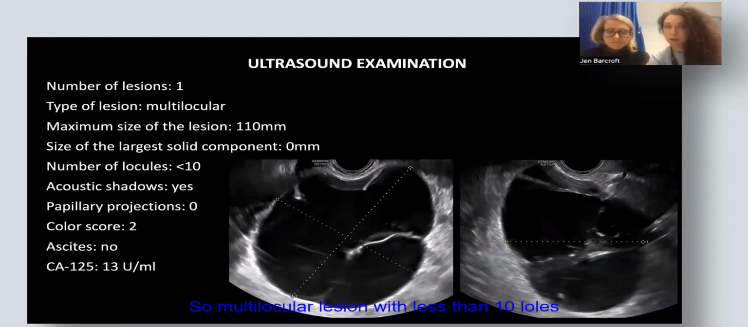So, multilocular lesion with less than 10 locules, with the largest diameter of 11 centimeters, no solid component, there were acoustic shadows, no papillary projection. It was given a color score 2, so minimal vascularization. As I will show, there was just a few spots of vascularization in the septa, no ascites, and we had a CA125 which was available, measuring 13 kilounit per liter.